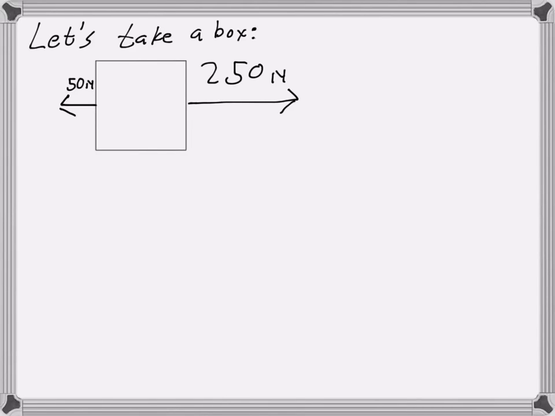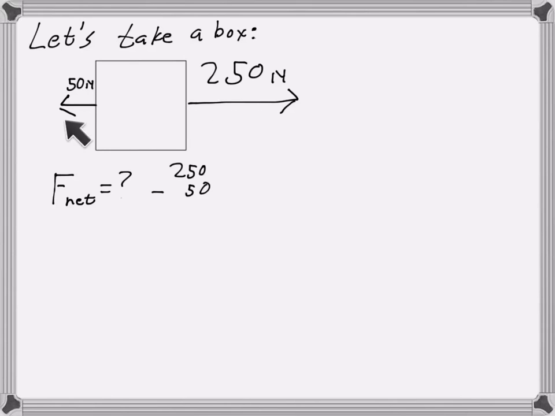So the first question you need to ask yourself is, what's the net force? Well, that's pretty easy to solve. You know you have 250 newtons, and you know you have 50 newtons, so you're going to subtract them. Now the question is, why do I subtract them? Why don't I add them? Well, because the 50 newtons is taking away from the 250 newtons.